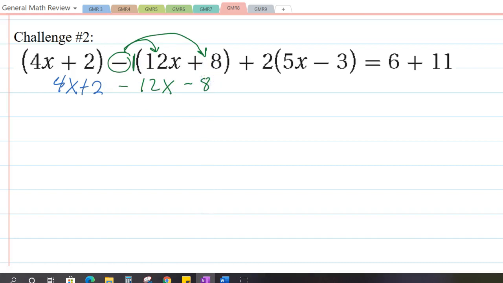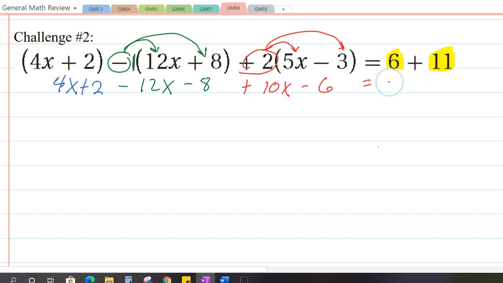Next, I have positive 2 is going to distribute to the 5x, and the positive 2 is going to distribute to the negative 3. And I multiply across. 2 times 5 is positive 10x. 2 times negative 3, negative 6 is equal to. Now over here, I can go ahead and start combining like terms. The 6 and the 11 are like terms, so I might as well combine them now. 6 plus 11 is 17.